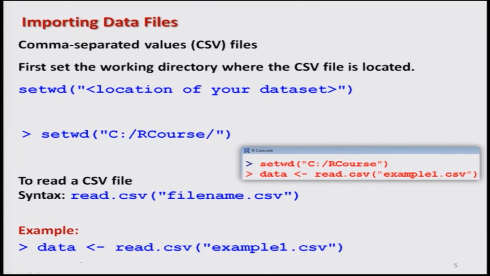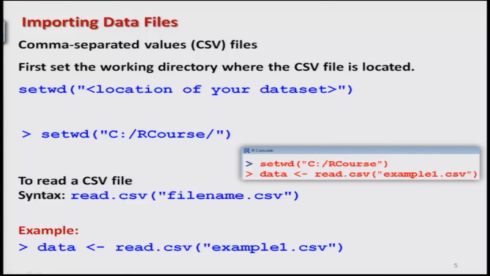So, now we come back to our slides. Next, we try to understand how to read a comma separated values file. There are different formats in which the data file can be saved, and one popular source is the CSV file. CSV is the short form of comma separated values, and in this case the values are separated by comma. In order to read any file, the first rule which you always have to follow is, please set the working directory where the CSV file is located.